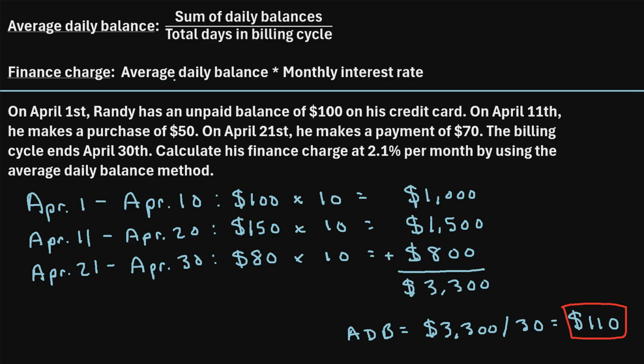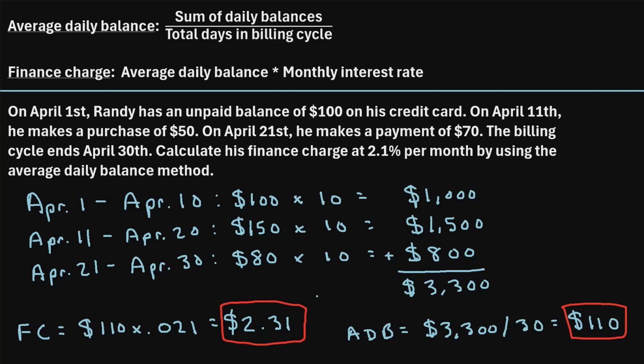The last step to calculate the finance charge is we take that average daily balance and we multiply it by the monthly interest rate, which we're told is 2.1%. So we can say the finance charge, or I'll write FC for short, is equal to $110 times 2.1% as a decimal, that's 0.021. So if you punch 110 times 0.021 into a calculator, you get 2.31. We're talking about dollars. So the finance charge that Randy will have to pay for April is $2.31.